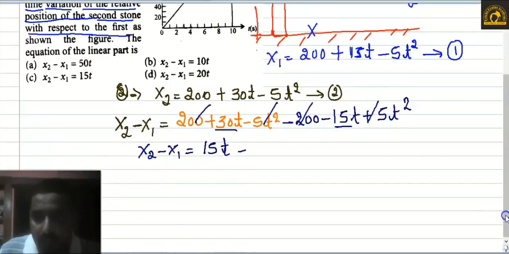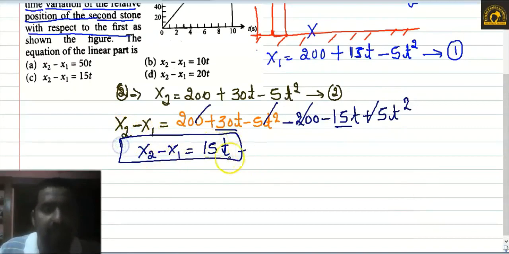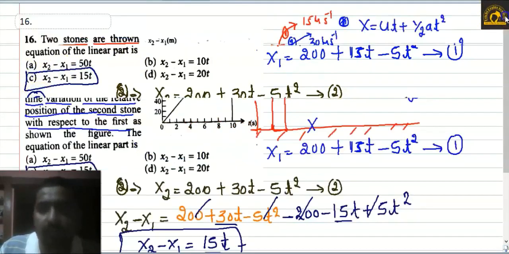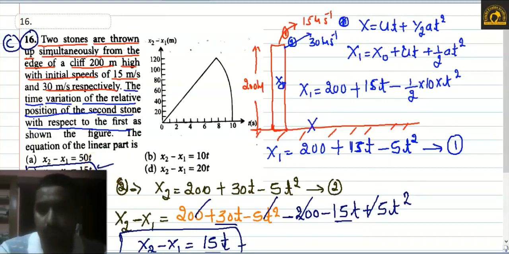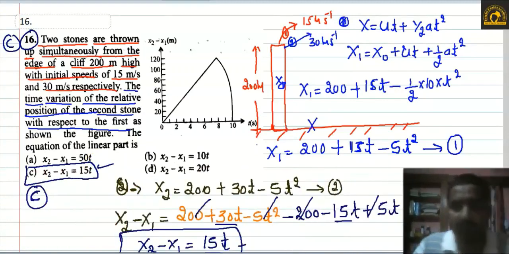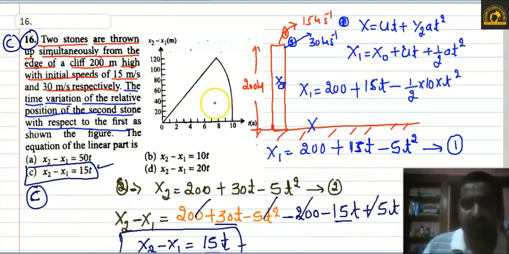Which option is matching for this solution? x2 minus x1 is equal to 15t. So option C is the matching one. That is the 16th question, and C is the answer for that question.